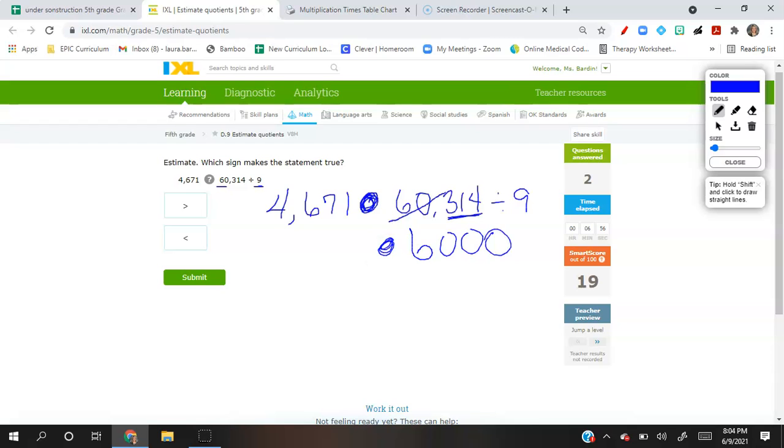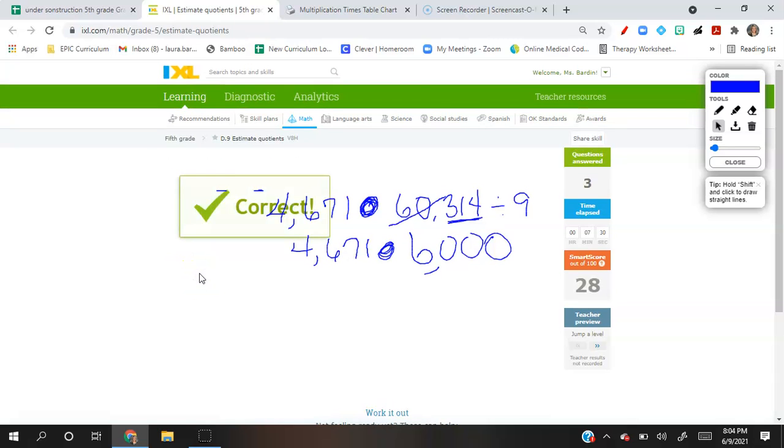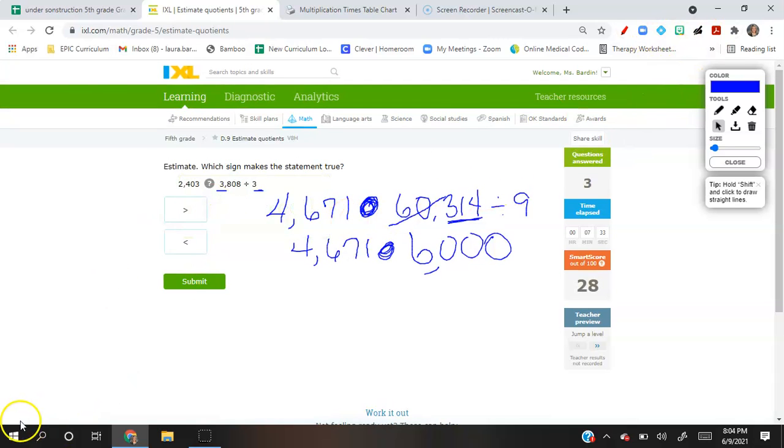And now I'm going to ask myself, well, which one is larger? 4,671 or 6,000? Again, we're just doing this with estimating. So the inequality symbol always is facing towards the larger number. In this case, this will read 4,671 is less than 6,000. This is the less than symbol, and we'll submit, and let's go ahead and jump to the next section.